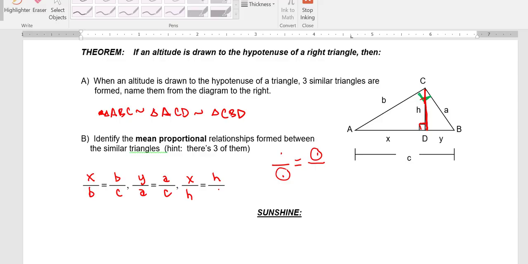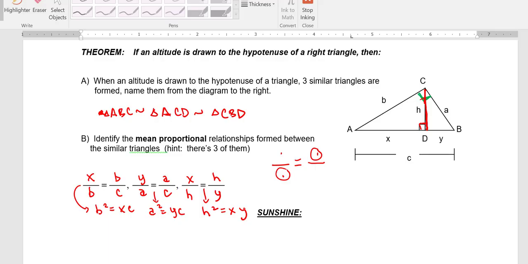And if I look at this thing, I can go ahead and cross multiply, and you can see that the relationships are going to be, for this first one, b squared is equal to x times c. And for this one, the middle one, it's going to be a squared equals y times c. And for this last one here, it's going to be h squared equals x times y.